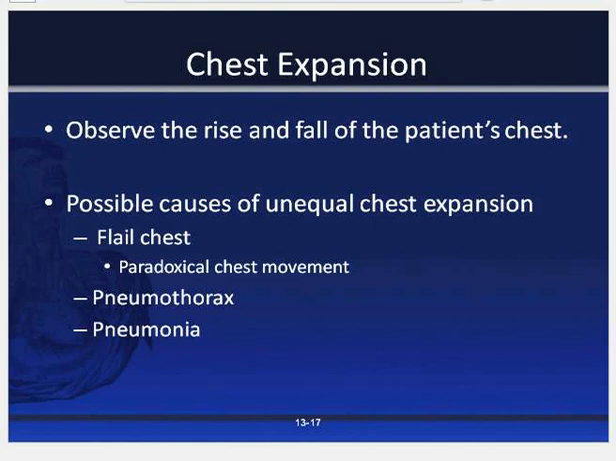When paradoxical chest movement is present, part of the chest wall moves in the opposite direction during breathing, like we said. When the patient breathes in, the flail segment is drawn inward instead of moving outward. When the patient breathes out, the flail segment moves outward instead of moving inward with the rest of the chest. Other possible causes of unequal chest expansion include pneumonia and pneumothorax, which is a collapsed lung. Well, this is the end of section 3 of respirations.